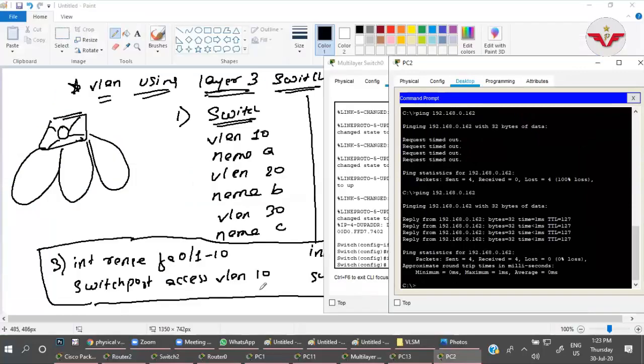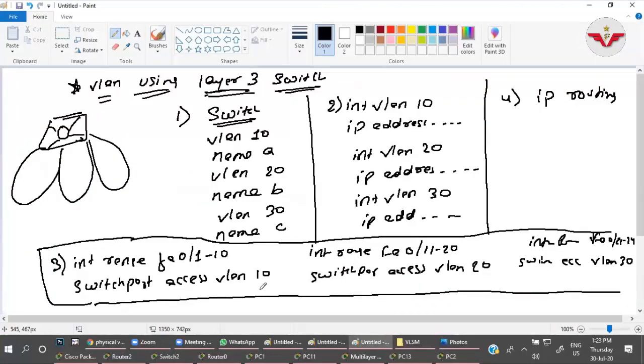So those who want, please note it down. Only 4 steps to configure VLAN using a layer 3 switch. Create VLAN, provide the IP address as per your requirement, provide the interface range, and enable the routing features by the command IP routing.